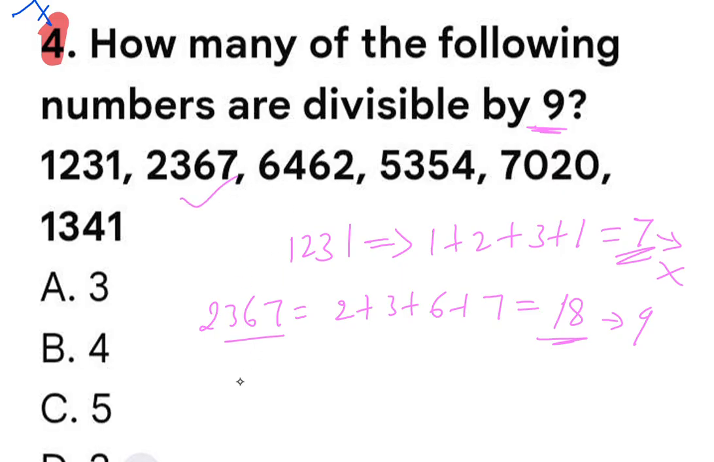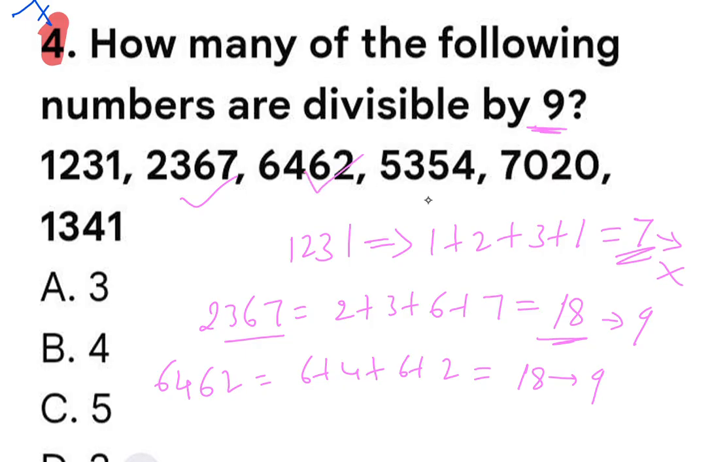Okay. So the next one, just do the sum. 6462. So 6 plus 4 plus 6 plus 2. 6 plus 4 is 10. 10 plus 6 is 16. 16 plus 2 is 18. Here 18 is also divisible by 9. So this is also divisible by 9.